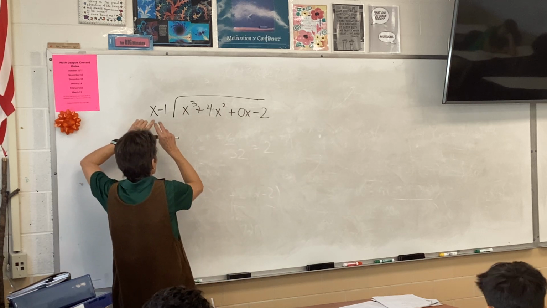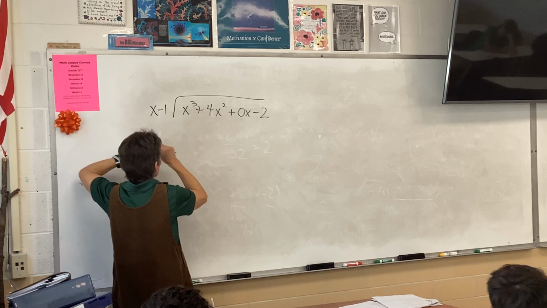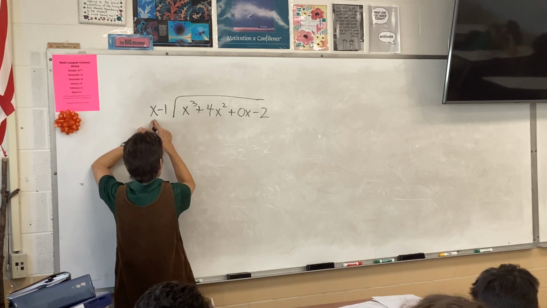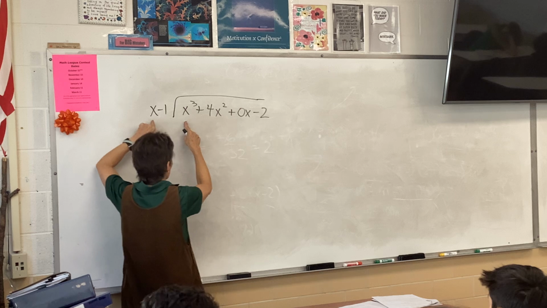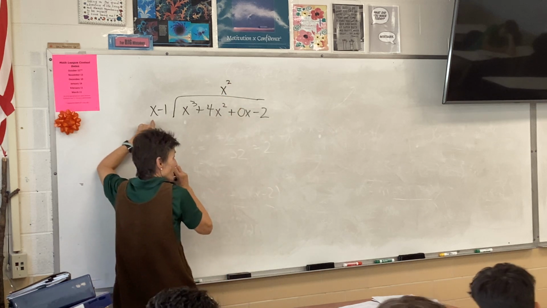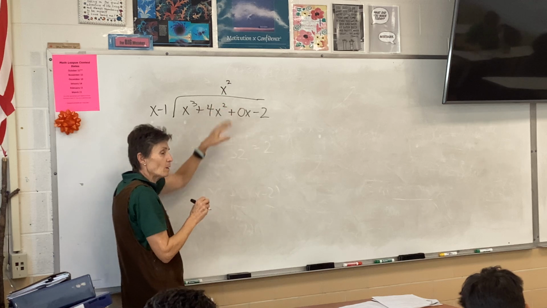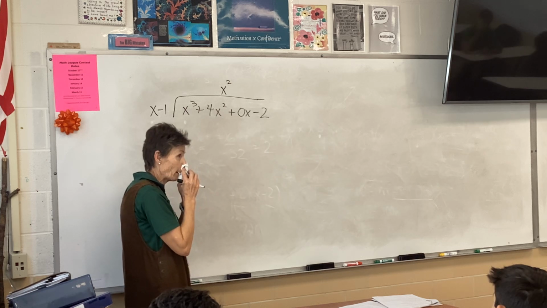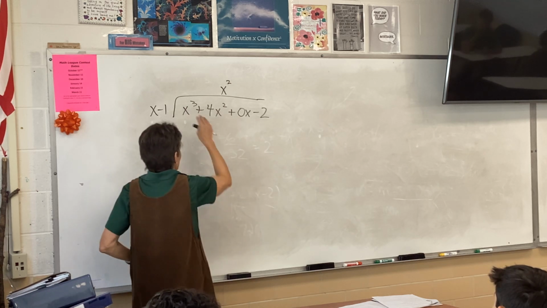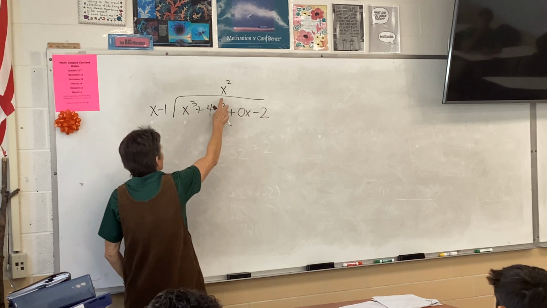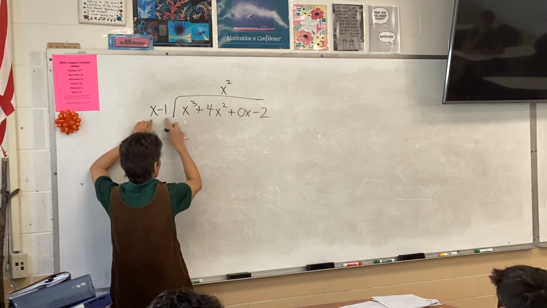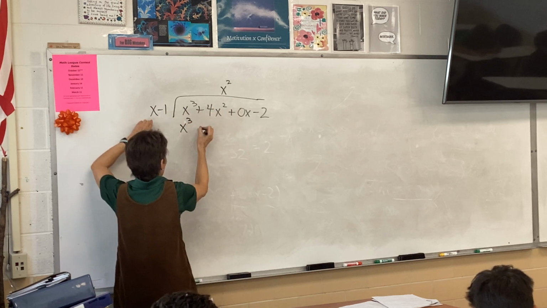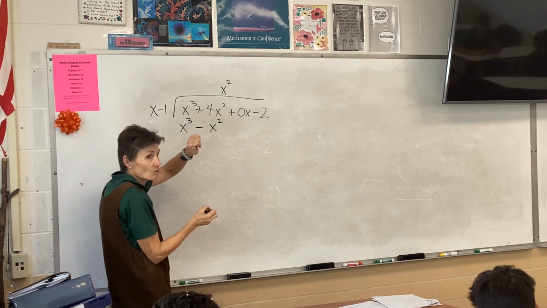Now, you can think about this lots of different ways. One way to think about it is, what do I have to multiply times x to get x cubed? X squared. So I'm putting x squared up there. It really doesn't matter where you put it, but I like to keep things lined up. Now, take x squared times both of these. So x squared times x is x cubed, and x squared times negative 1 is negative x squared. Would everyone agree with this so far?